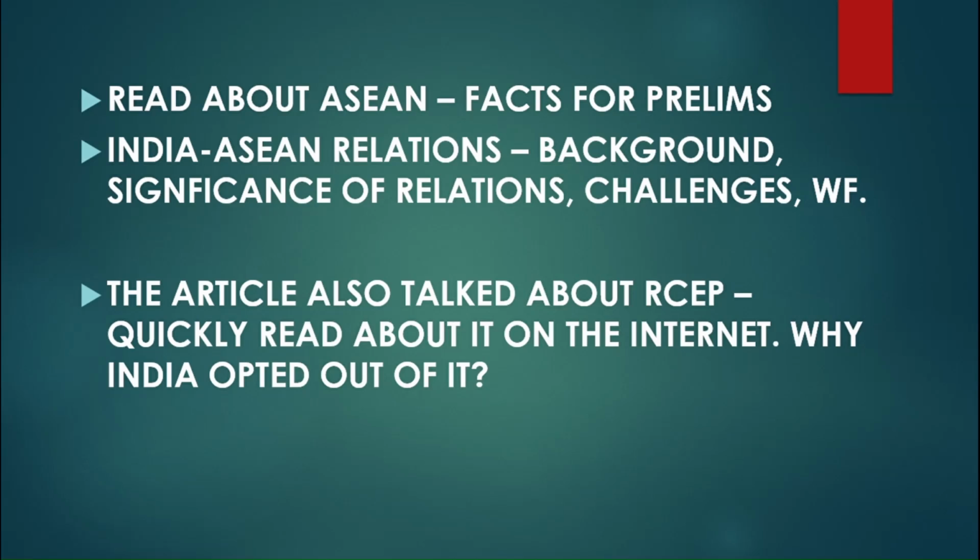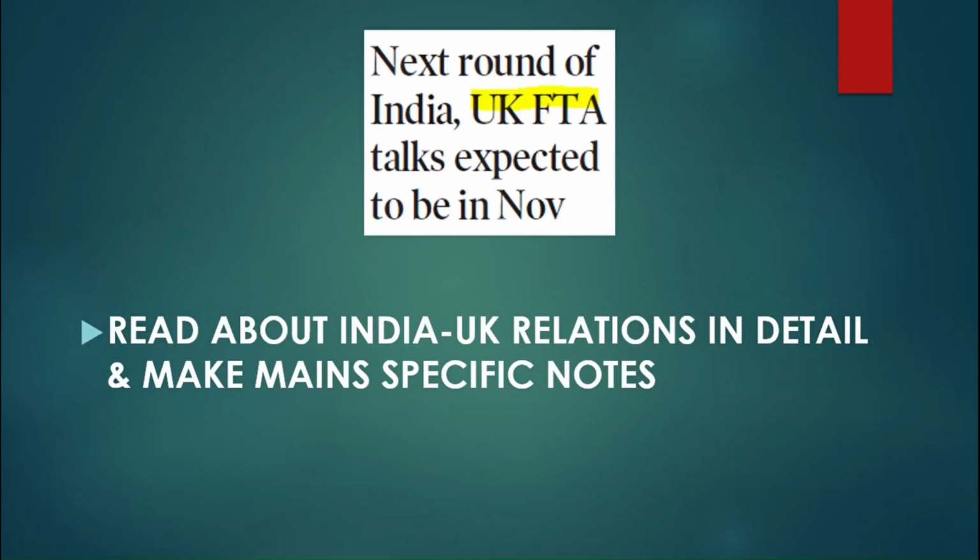Quickly read about it, why India has opted out and all of that. No need to read it in detail. Just have a glance and try to understand this facet, right? Okay. Next round of India-UK free trade agreement talks expected to be in November. So what is important here is to read about India-UK relations in detail and make mains-specific notes. The dimensions are the same that you would have done for India-Pakistan and India-Israel. All the dimensions you need to collect information on, right?